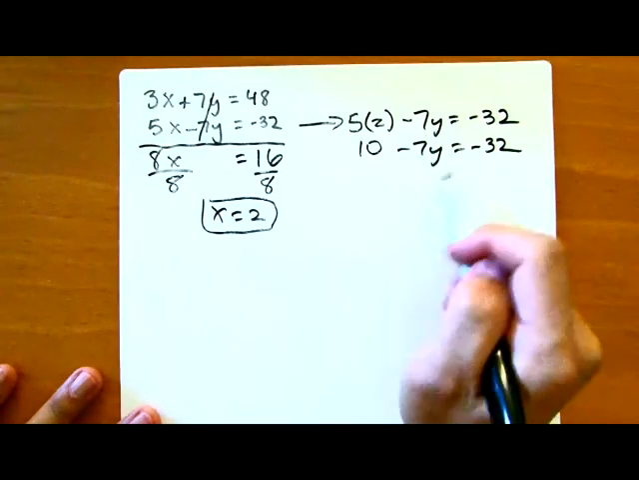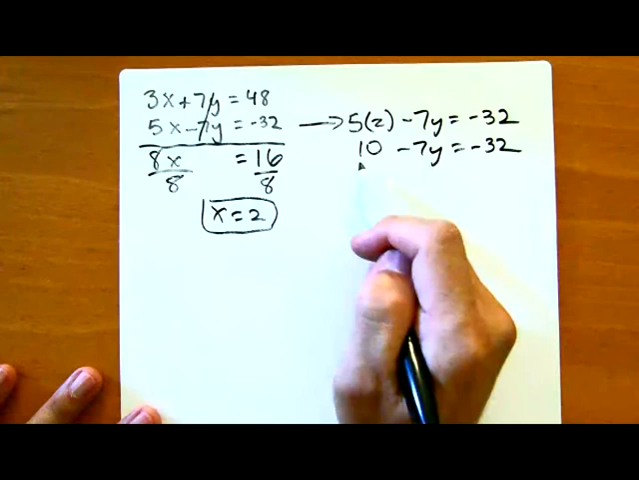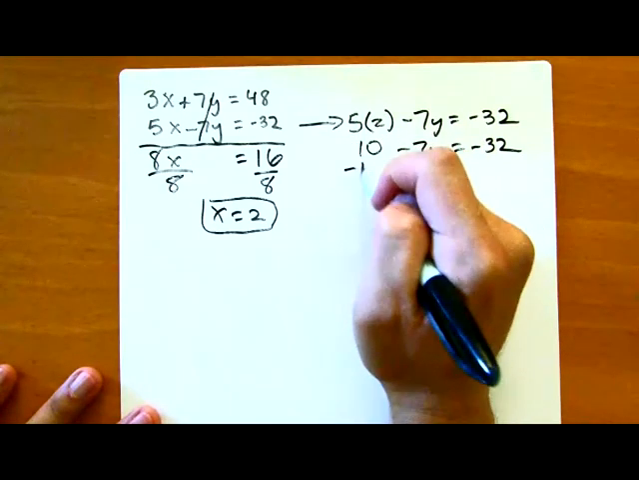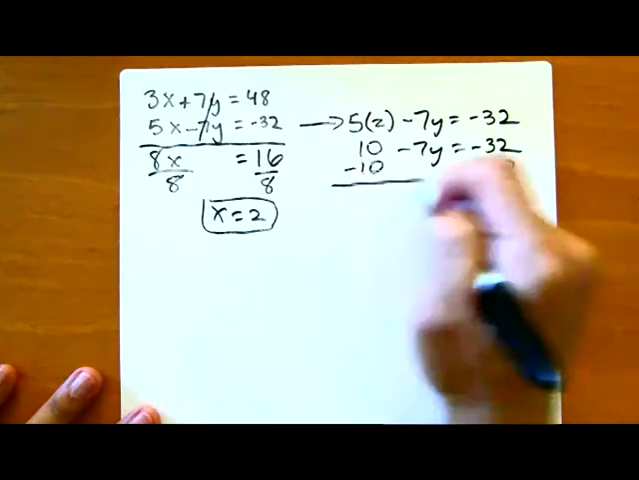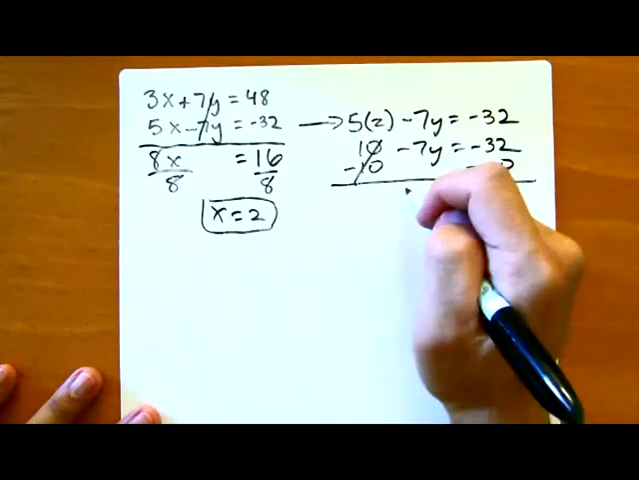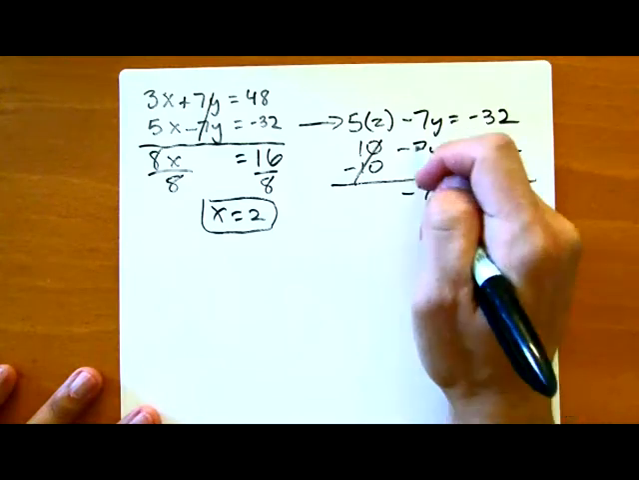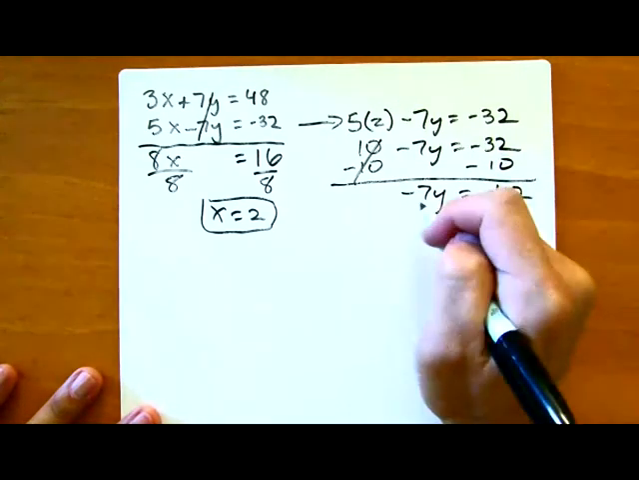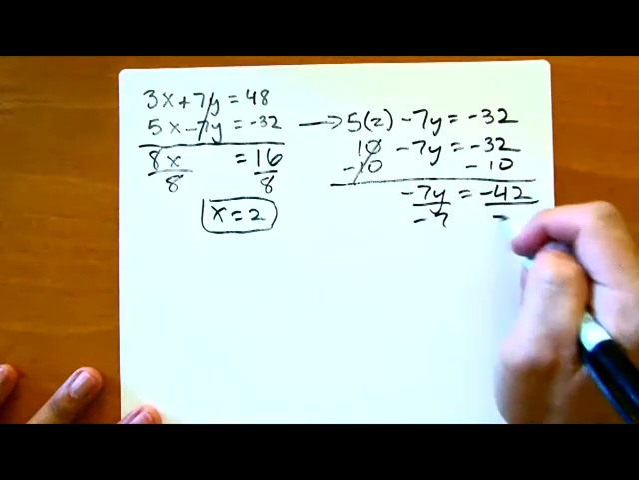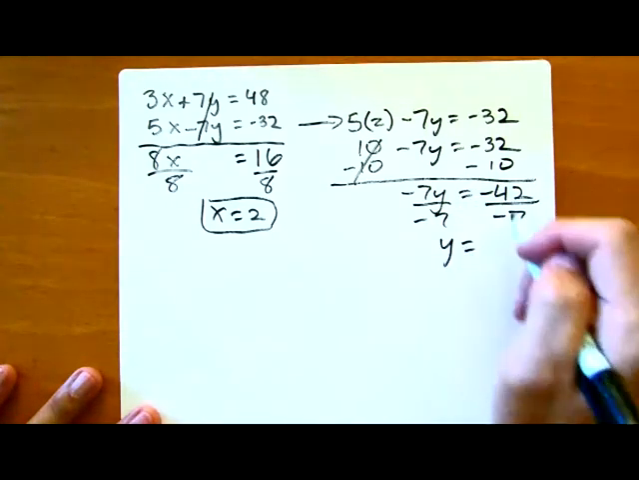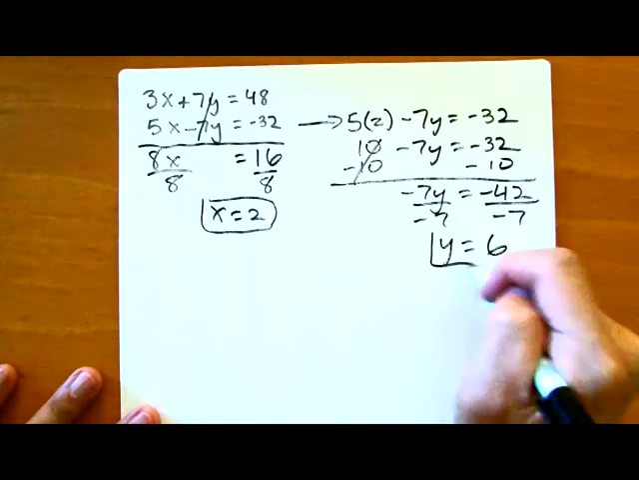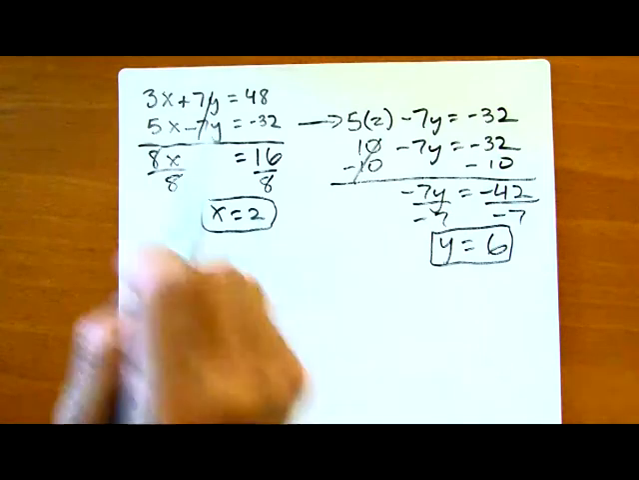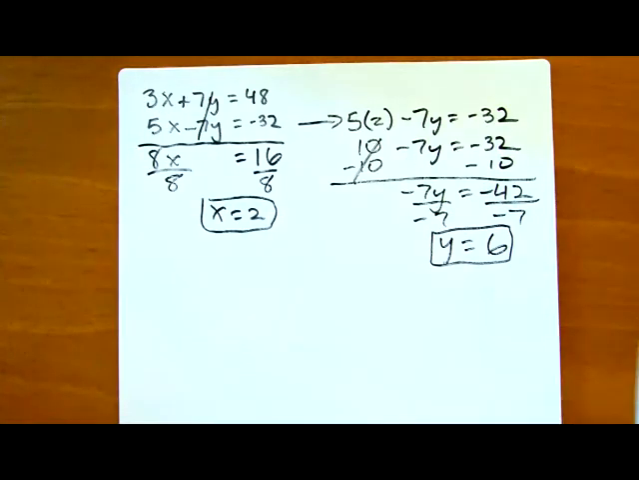Okay, we need to get the negative 7y by itself. We need to get rid of the 10. To get rid of a positive 10, we need to subtract. So that's gone. That's a negative 7y. Don't forget the negative. This is negative 42. And then we divide both sides by negative 7. Y equals 6. For those of you that tried and put the 2 into the top equation, you would have had the same answer.